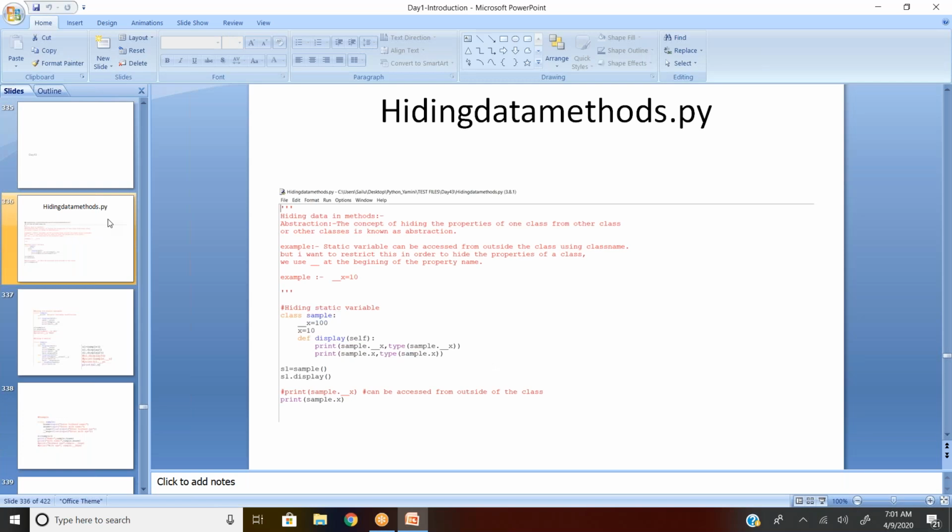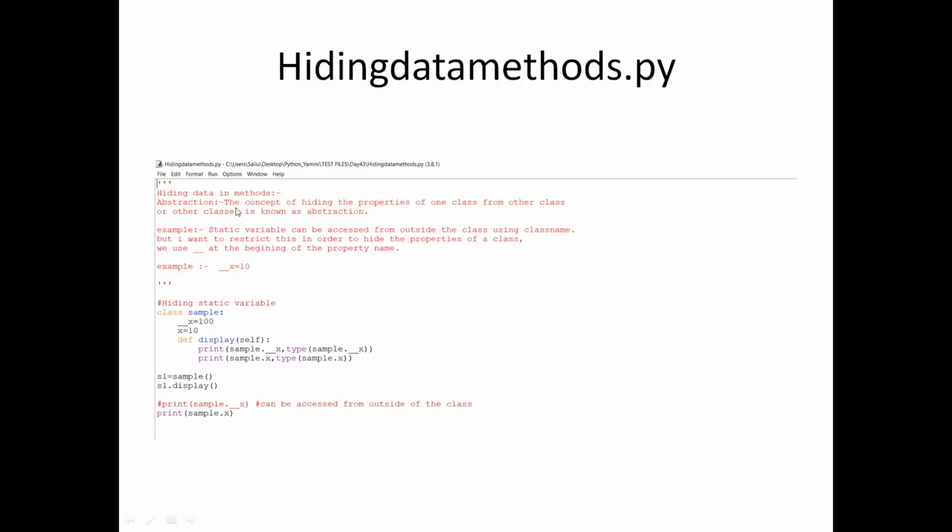So in today's topic, we'll try to discuss abstraction, the second feature of object-oriented programming. The purpose of abstraction is nothing but hiding the data in methods. Let me enlarge the screen. Abstraction means the concept of hiding the properties of a class from other classes is known as abstraction.